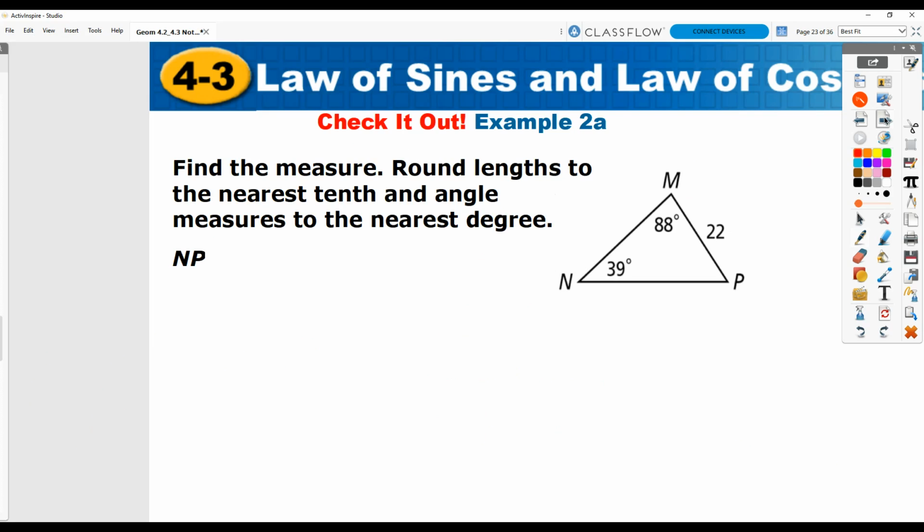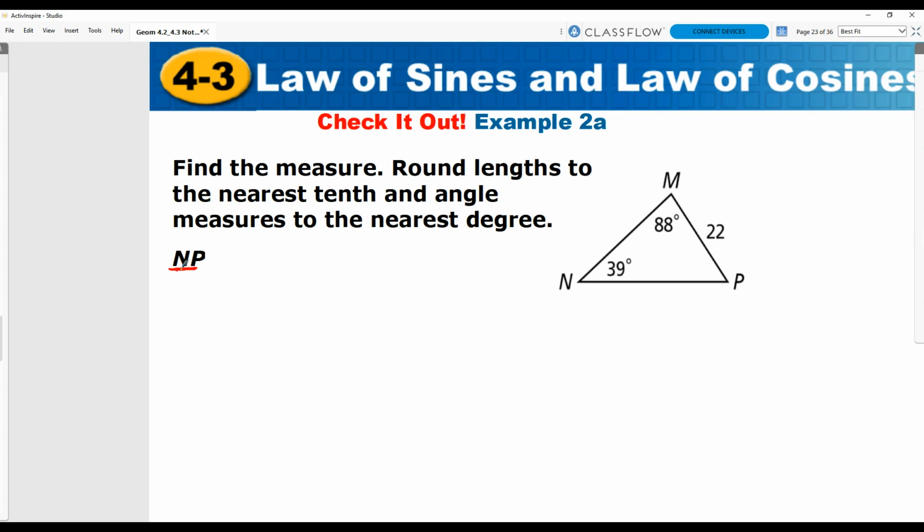Okay, so for this one here, let's get you guys organized and get some information. You're trying to find the length of NP. Let's take a look at this triangle and see what we have. The information we have is angle, angle, side. That means law of sines is going to be the one that we're going to use.